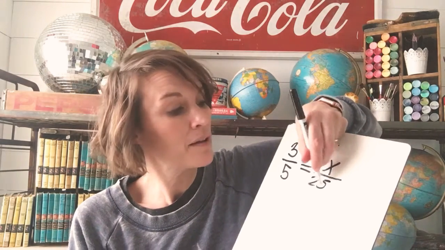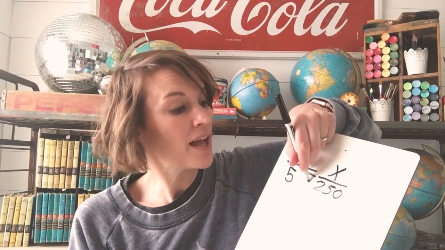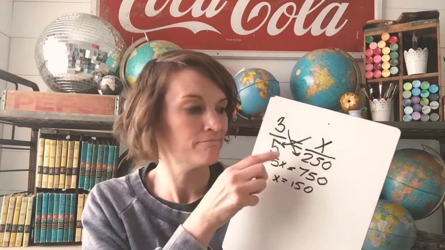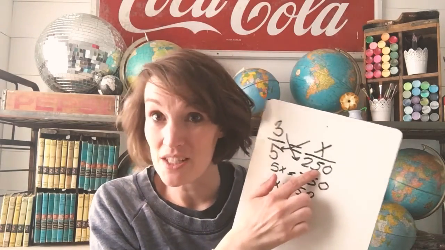Okay, let's set up that proportion. 3/5 is equal to what I want to know over the total number of students, which was 250. We can cross multiply. 5x equals 3 times 250, or 750. Now we divide. 750 divided by 5 gives us 150. So out of 750 students, about 100, or I'm sorry, my bad. Out of 250 students, about 150 would have a blog.